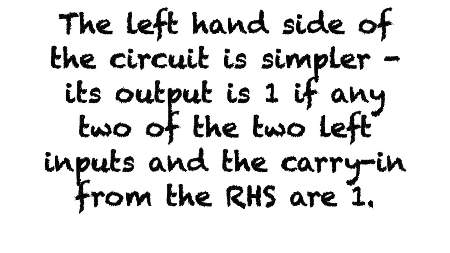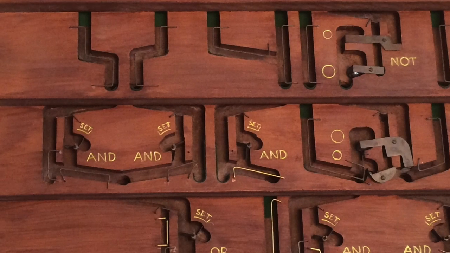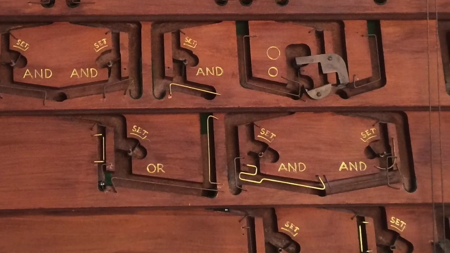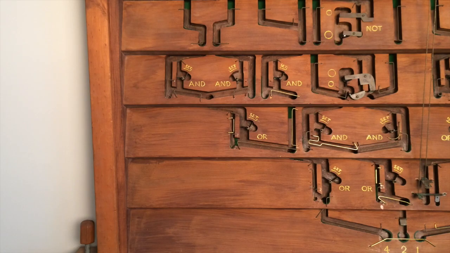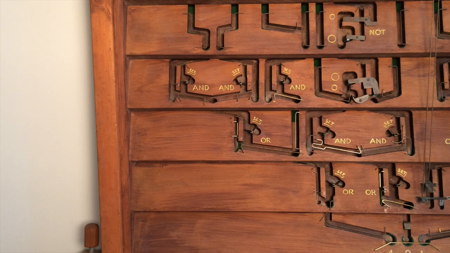The left-hand side of the circuit is simpler. Its output is 1 if any 2 of the 2 left inputs and the carry-in from the right-hand side are 1. It uses the 3 leftmost ANDs and the 2 leftmost ORs to do its job. Let's see a couple of examples. Here both inputs are 2 or 3, so the left bits are 1. The carry-in is irrelevant as the left output is known as soon as the first AND gate gives its result as 1. However, the left side is slower if the carry-in is needed to determine the result. Here, the left bits are 0 and 1 with a carry-in of 0 to give an output of 0.